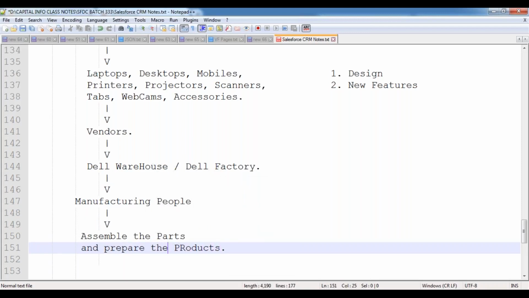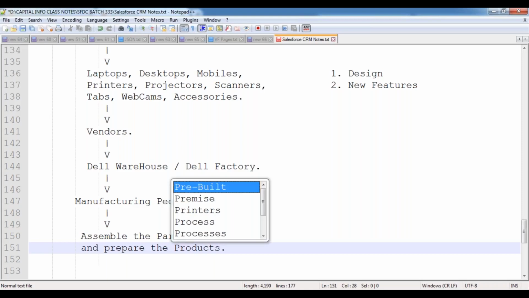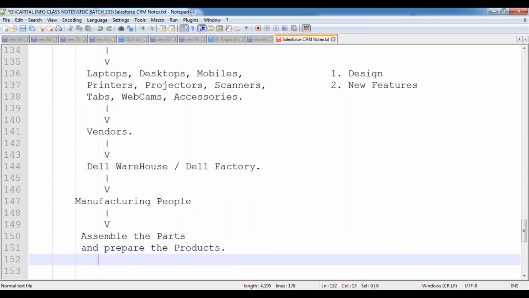So now, the actual manufacturing people collect each and every part from this Dell factory, then assemble all these parts and prepare the product. It may be a laptop, it may be a desktop, it may be a mobile, whatever. They prepare the product.